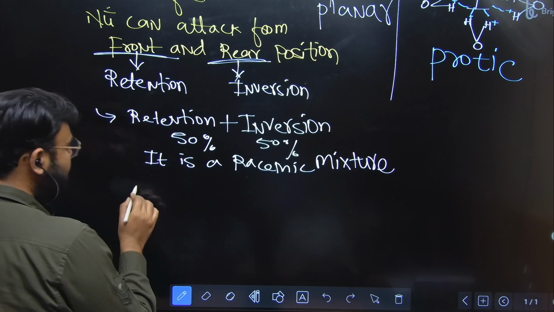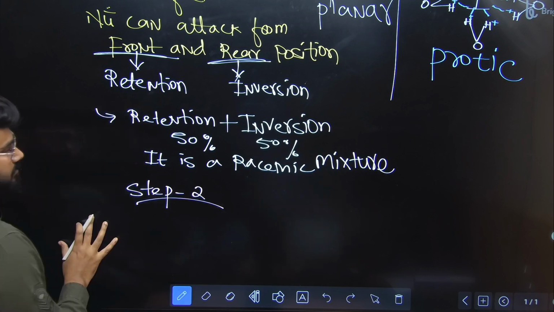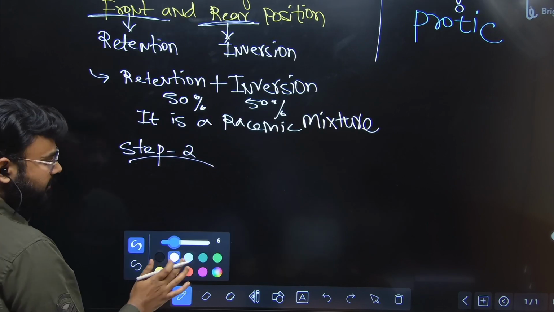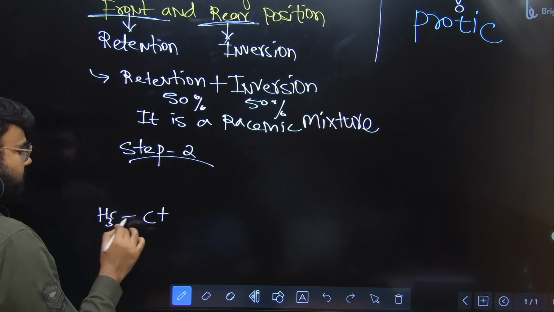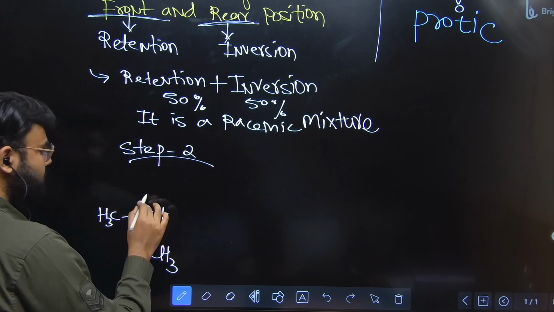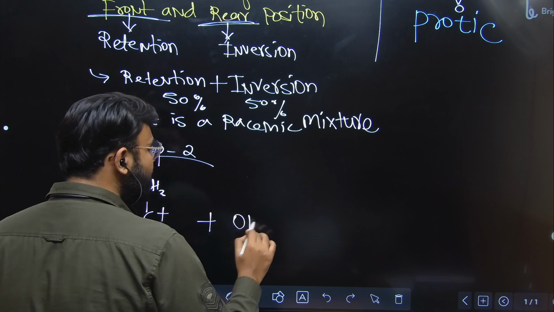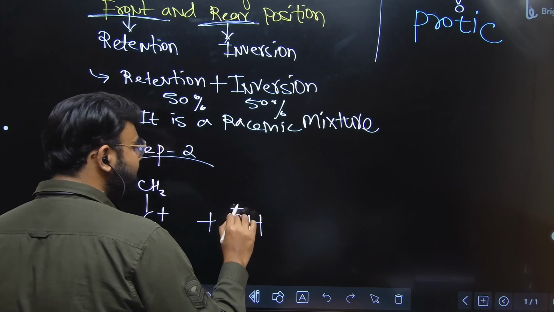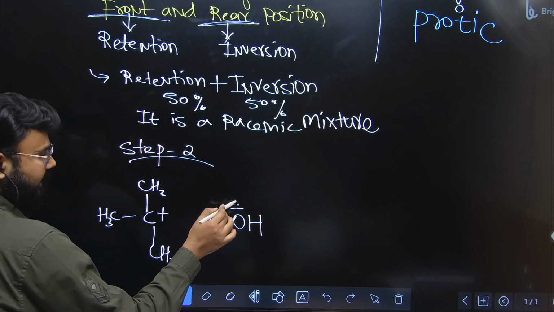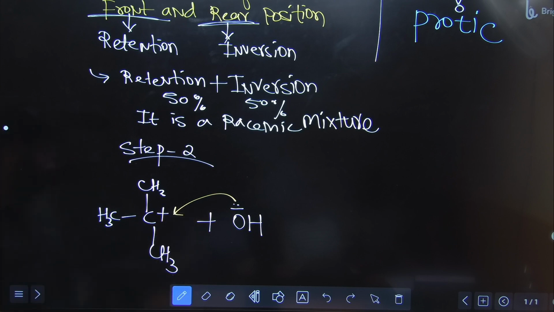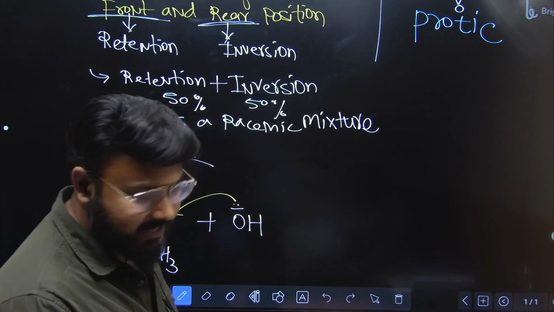So step number 2, attack of nucleophile. So guys, let's see the step number 2. In step number 2, let's draw the carbocation. Our carbocation is here. Now finally, this nucleophile is ready to attack. Dear students, please see this. There will be attack. Positive, negative, electron poor, electron rich. Perfect match. Understood, right?